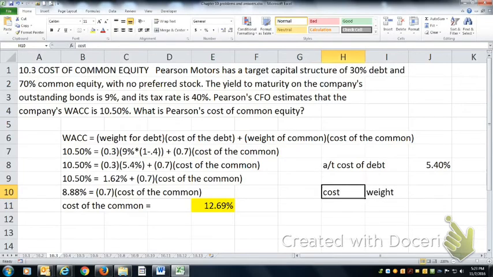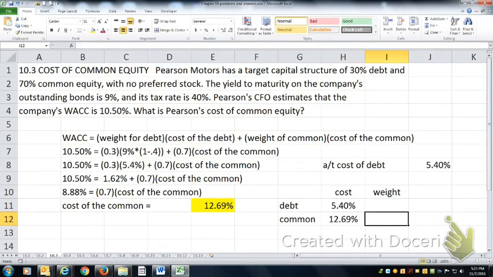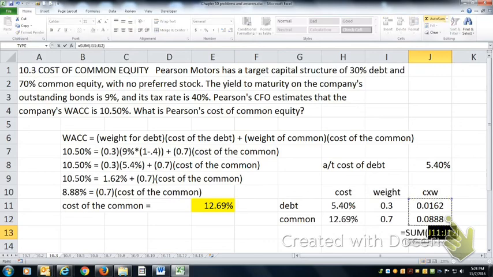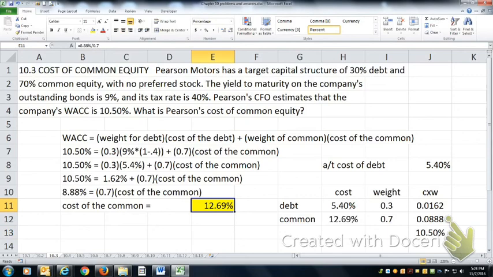So I can always check my work here by putting it back into the cost and the weight of the debt and the common. Alright, so I solve for the common, that's 5.4%, or the debt, I'm sorry, is 5.4%, and for the common, 12.69, that's 70, and that's 30, so cost times weight, take that weighted average there, then I sum the two pieces, and I come up with the 10.5%. So I check my work, and that matches what's in here. The answer is that the cost of the common was 12.69%.